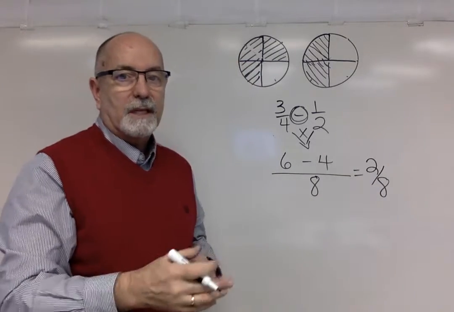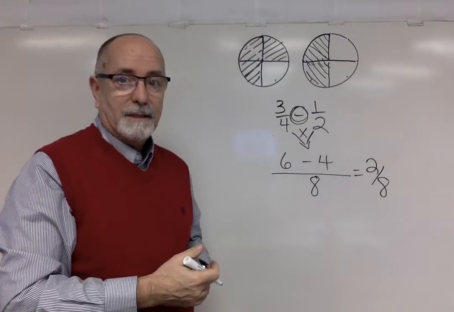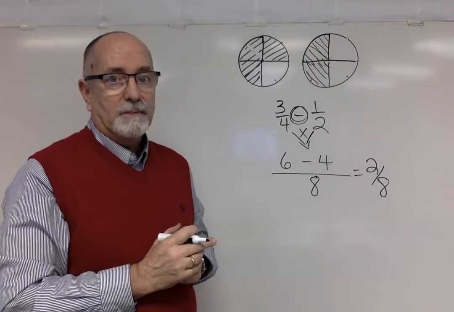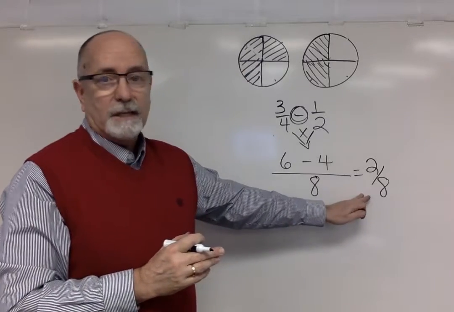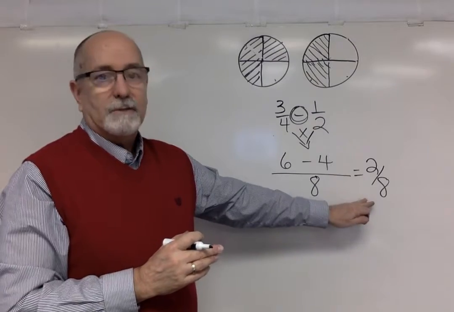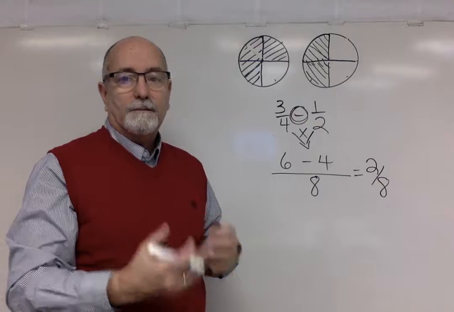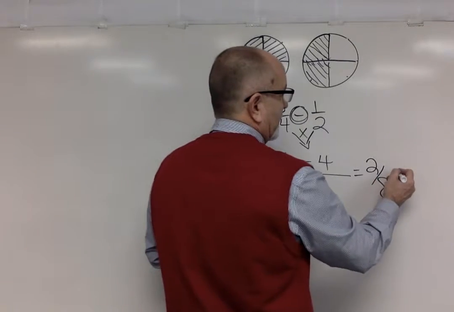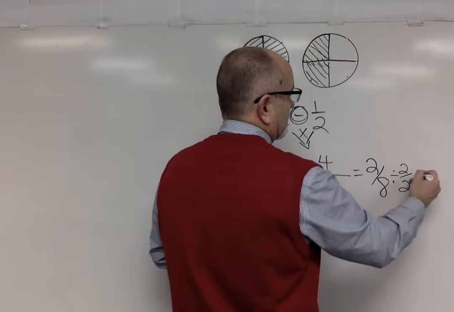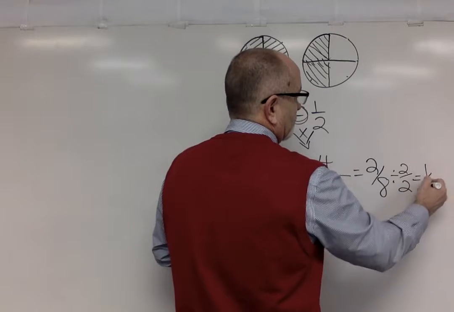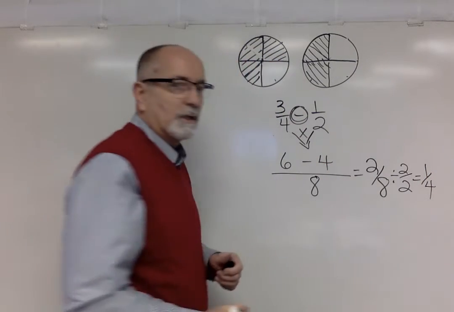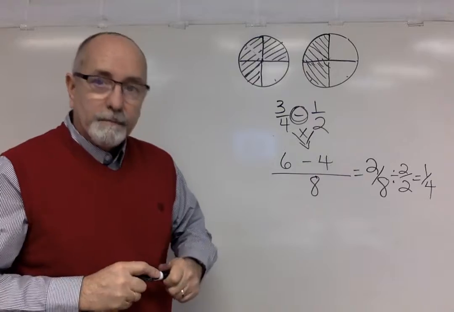Is 2/8 the same as 1/4? That's where that simplifying should come into play. That is not a wrong answer. That is the correct answer, 2/8. But it's better if I can simplify fractions in their final look. So yes, I can divide both of these by 2 and get that down to 1/4. So same answer again, different method.